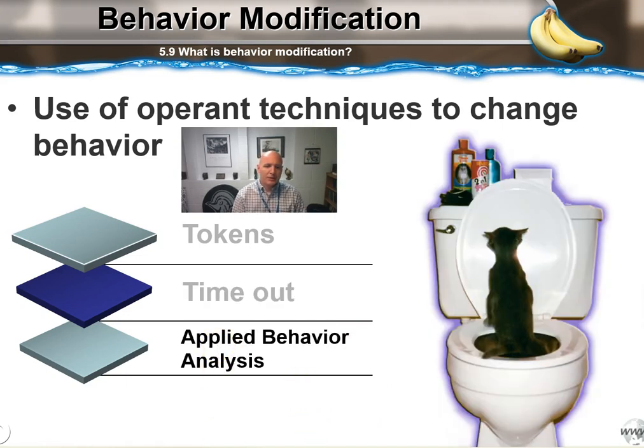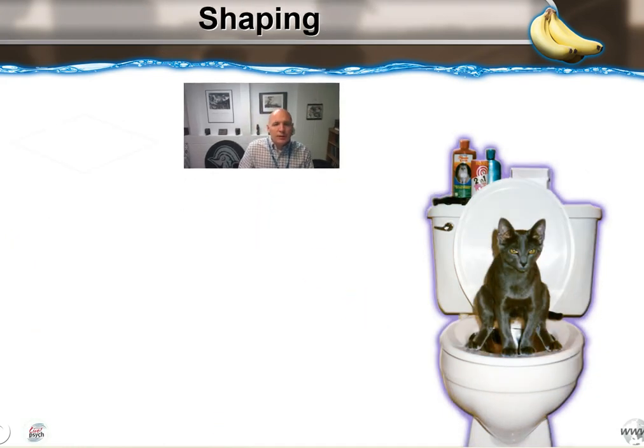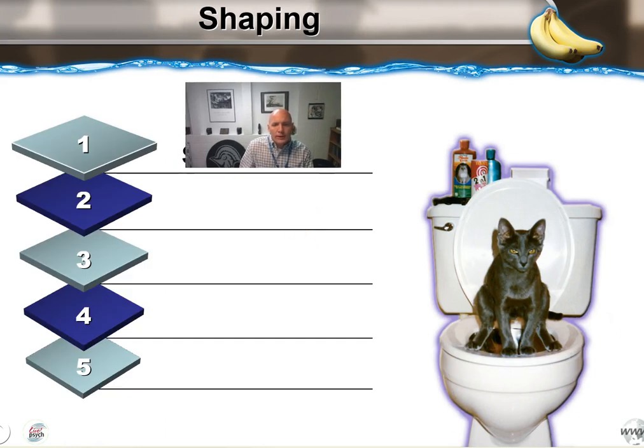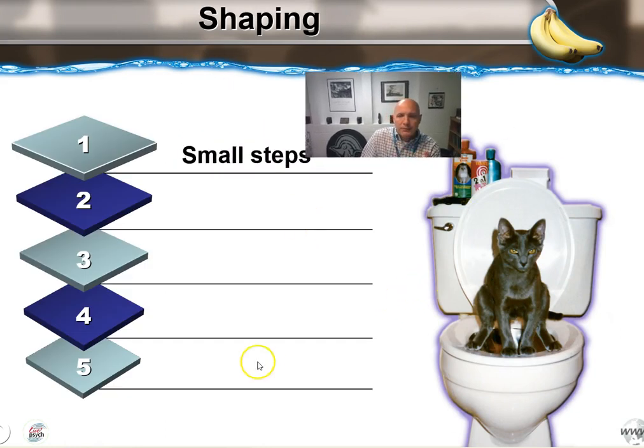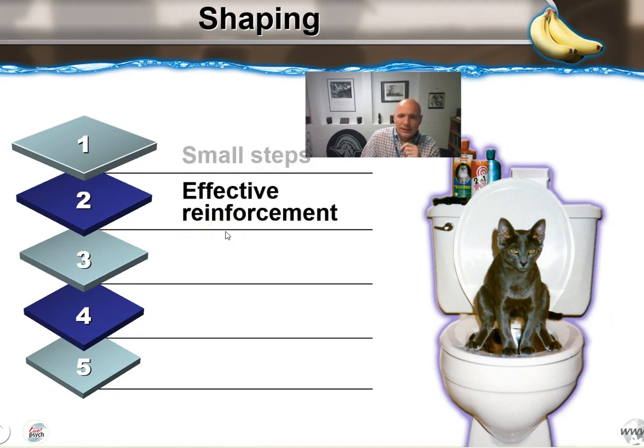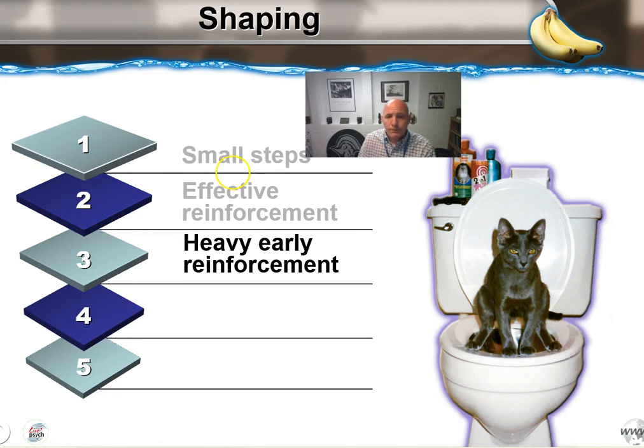Applied behavioral analysis is also known as shaping. So shaping is incorporating small steps. Here you have a cat being trained to use the toilet. You wouldn't start by putting the cat on the toilet. You'd start by putting the cat on the litter box. You would find something the cat really enjoys. Every time they use the litter box, they are reinforced with effective reinforcement. Then you would do heavy reinforcement early on, and then you back off.